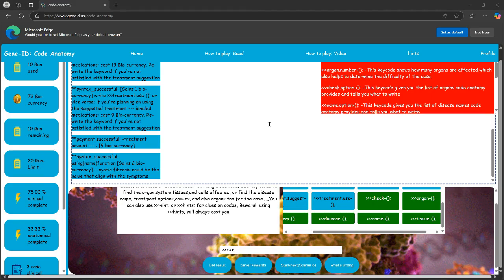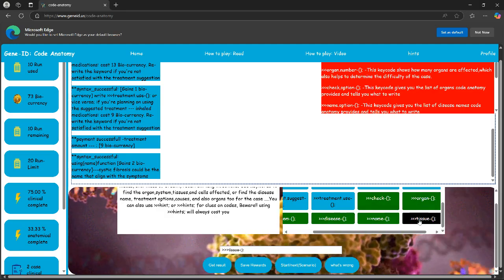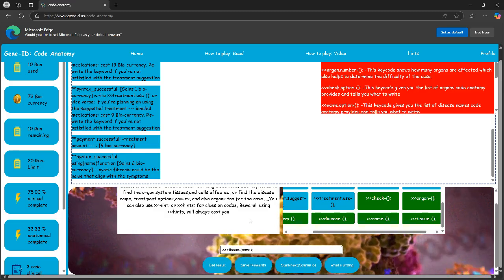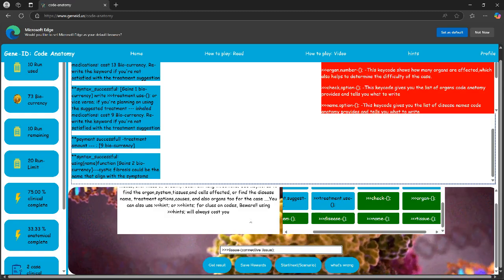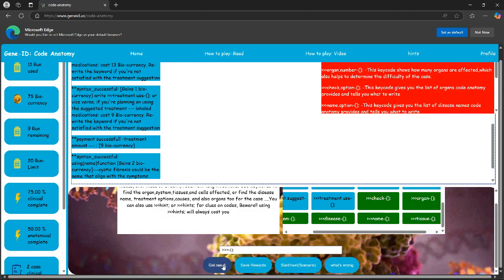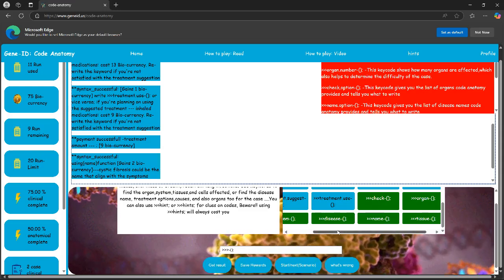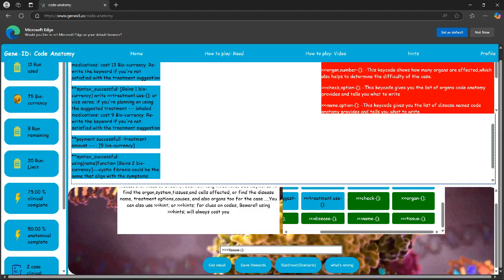Let's see if I can put in something about tissue. I'm thinking the epithelial tissue and the connective tissue. So let me see if I can get some points that way. No, connective. Okay, so that gave me points on the anatomical side. All right. Let's see if I do epithelial, if I'd still get points.